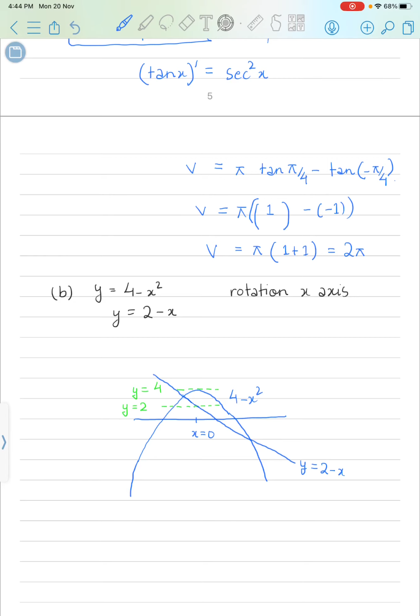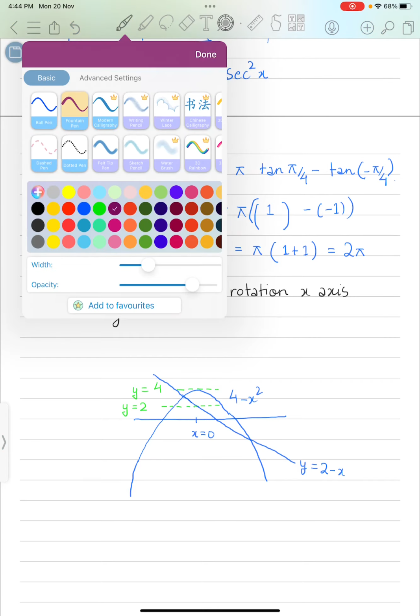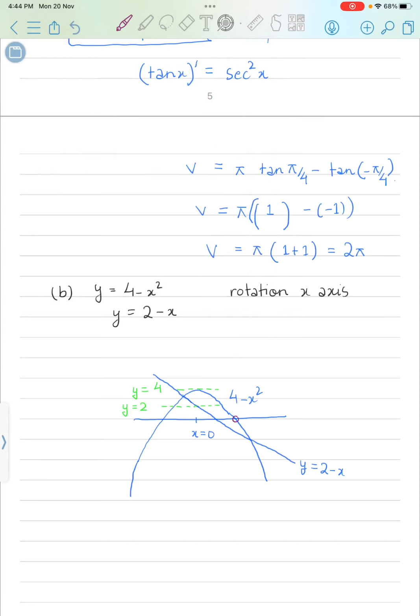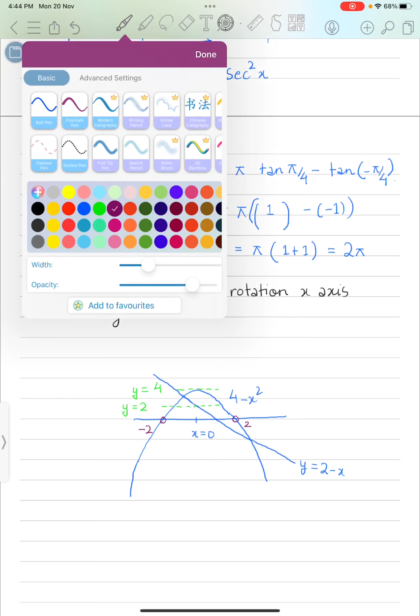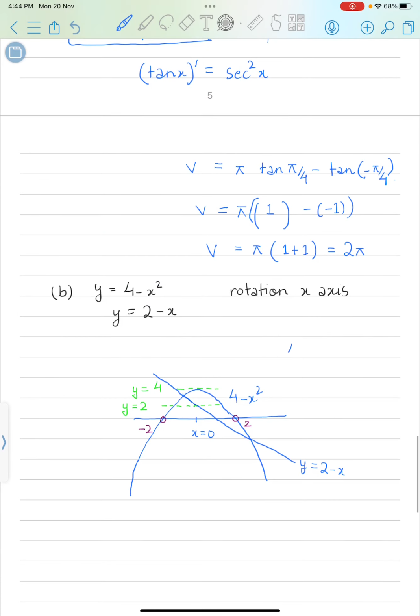Now what about these crossing points here? These are actually 2 and minus 2. How do I know this? Because if you write 4 minus x square equal to 0, then you get (2 minus x)(2 plus x) equal to 0. So x = 2 or x = minus 2. That's why they cross at minus 2 and 2.